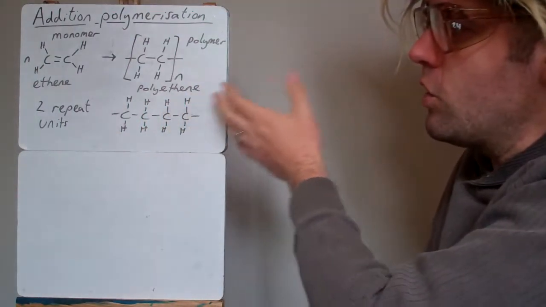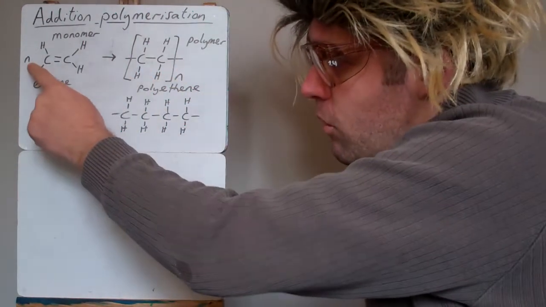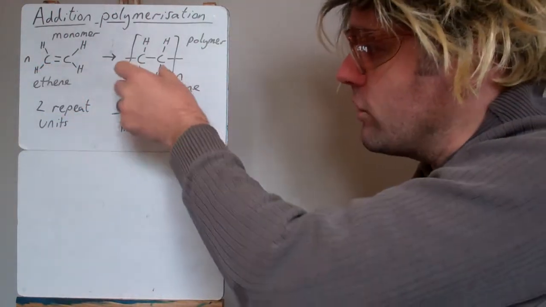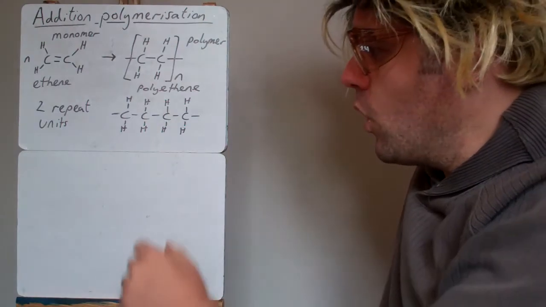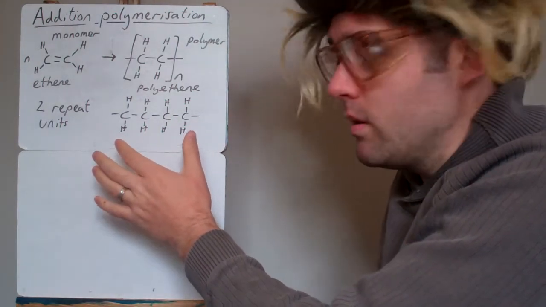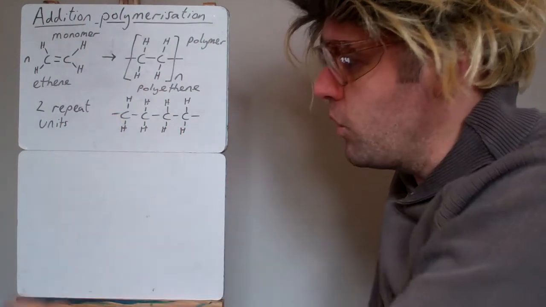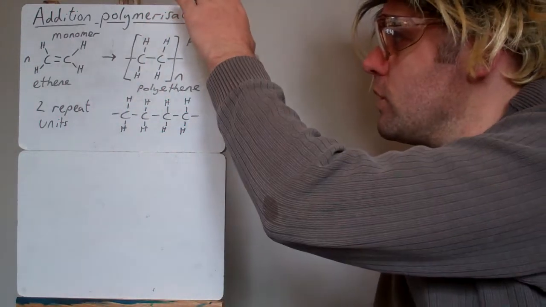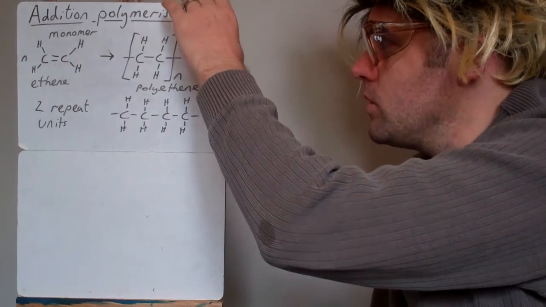And this repeat unit goes on and on. It goes on as many times as monomers we started off with. So if we started off with 1,000 of these, it would have 1,000 repeat units all joined together. When you draw out any section of a polymer, it's always important to show there's a bond carrying on either end. Okay? Right, so let's go and have a look at some examples.